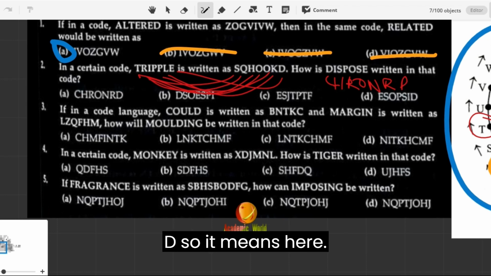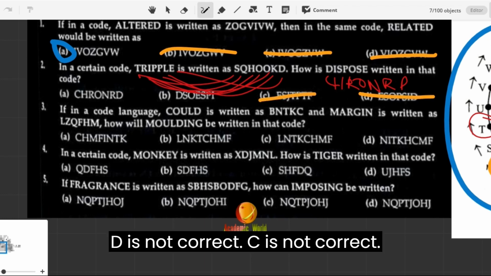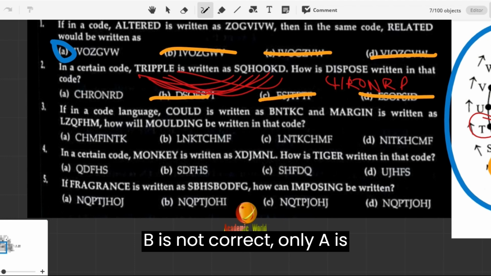So it means here D is not correct, C is not correct, B is not correct, only A is correct.